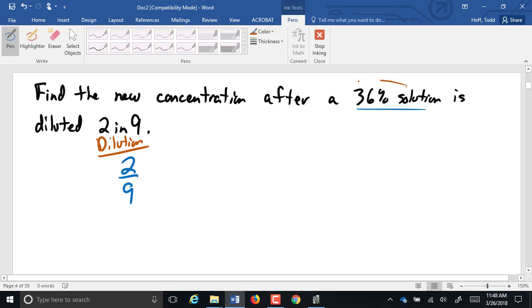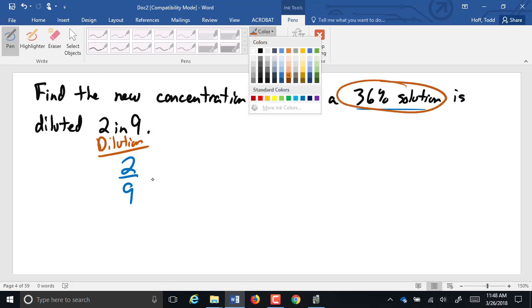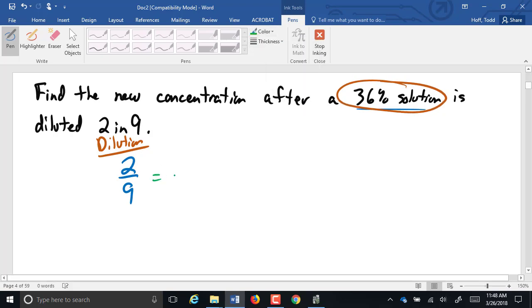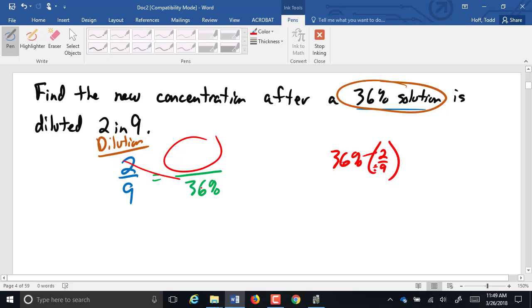Now remember, the 36% is going to be the higher percentage. So the old concentration always goes on bottom with the bigger number, 36%. And we'll cross multiply and divide to find our new concentration. The other option is just to take 36% times 2 over 9. It's going to do the same thing. It's still 36 times 2 and then divided by 9. So 36 times 2 is 72, divided by 9 is going to give us 8%. So that new concentration is at 8%.